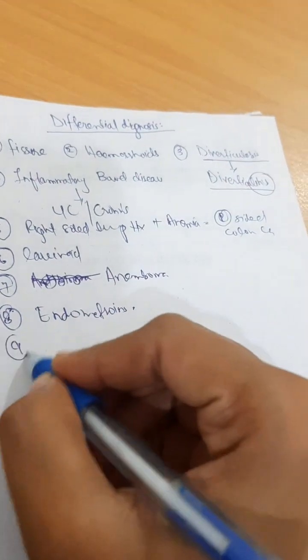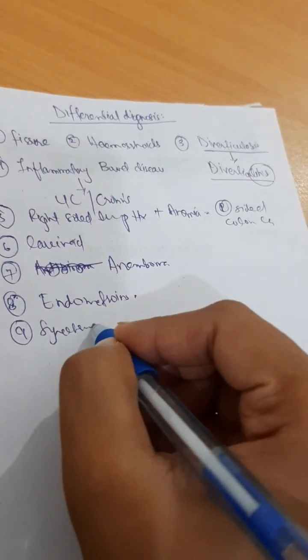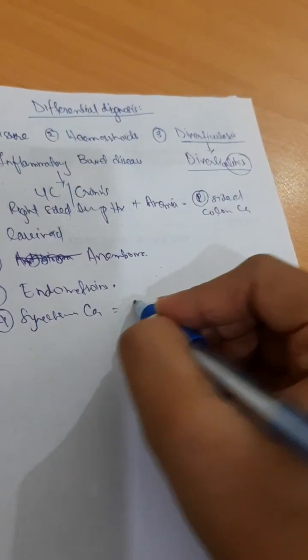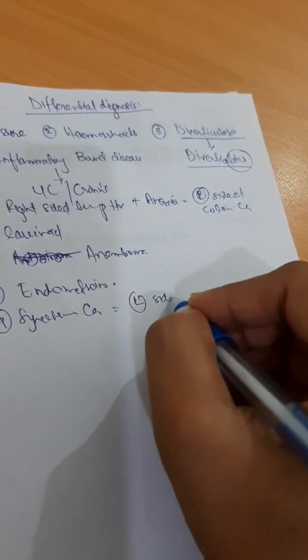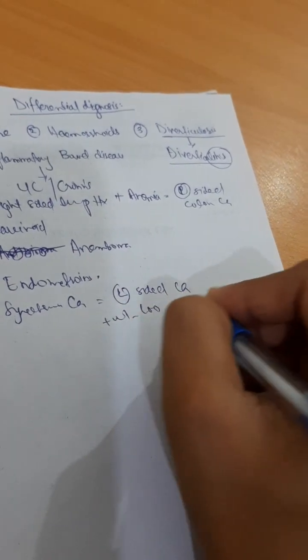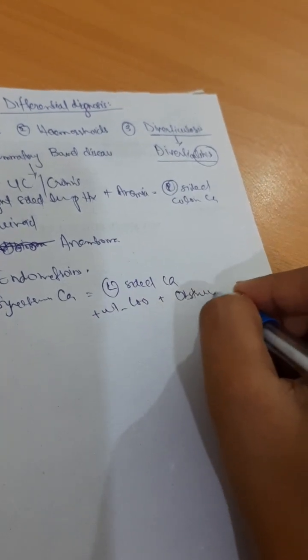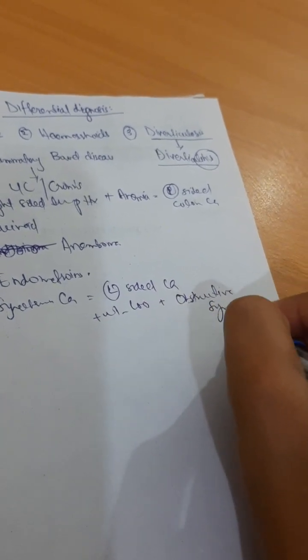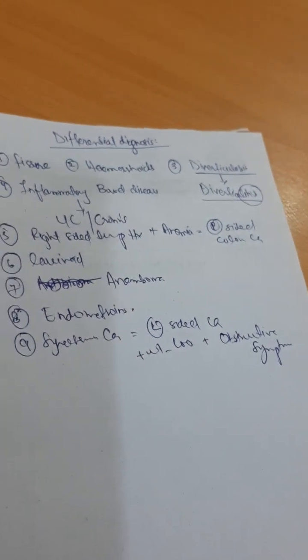And the ninth differential would be synchronous carcinoma, like for left-sided carcinoma, the patient came with weight loss and obstructive symptoms. So these are the differential diagnoses.